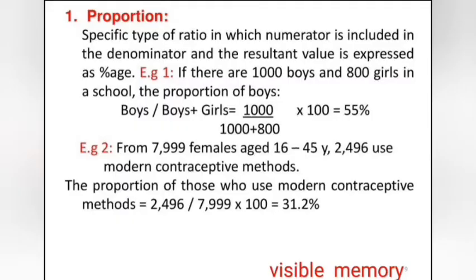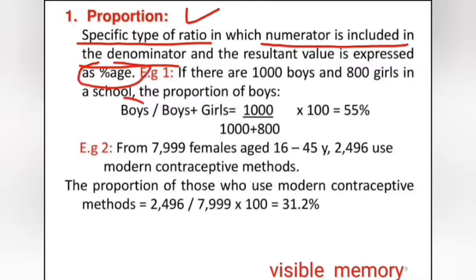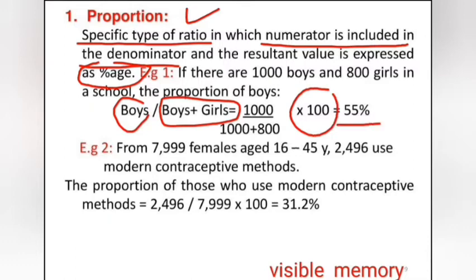The third thing is proportion. Proportion is a specific type of ratio in which the numerator is included in the denominator and the resultant value is expressed as a percentage. It means boys is the numerator and the denominator has boys and girls both. So the numerator is part of the denominator but the multiplier is 100, so the answer would be in percentage. It is different from ratio because the numerator is part of the denominator, and it is different from rate because the multiplier is changed. In rate the multiplier is 1,000 and in proportion the multiplier is 100. And an example follows.